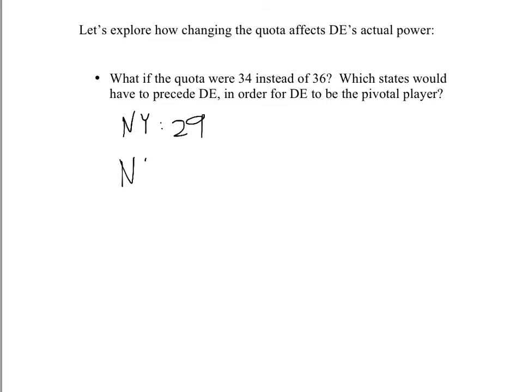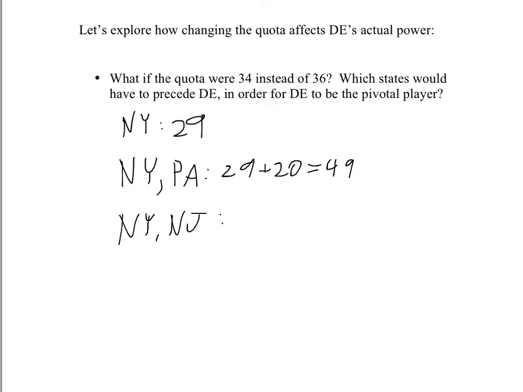If you had New York followed by Pennsylvania, we've seen that that's a total of 29 plus 20 equals 49 votes. Right? We've seen that New York followed by New Jersey would give us 29 plus 14 equals 43 votes, so they would already have achieved the quota. And now here's the real kicker.